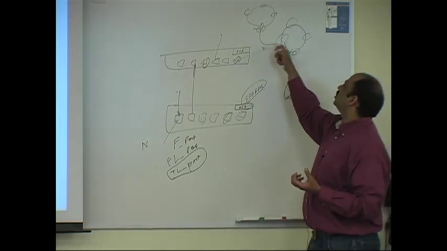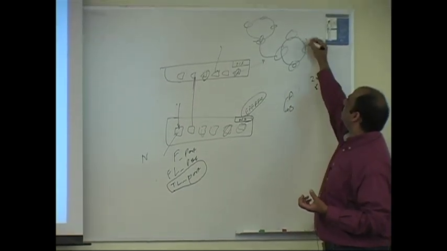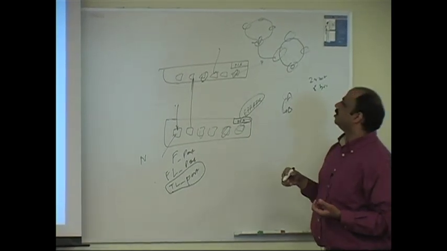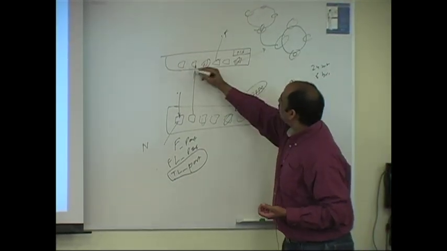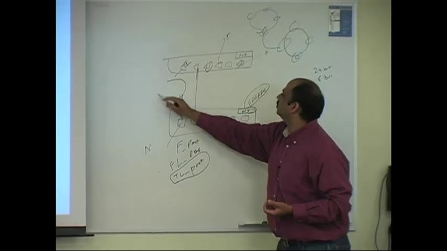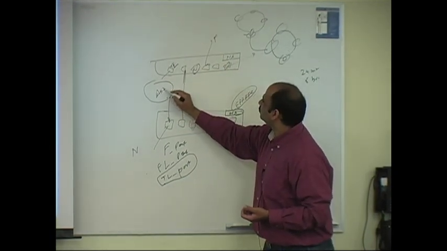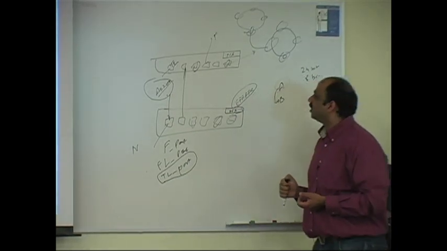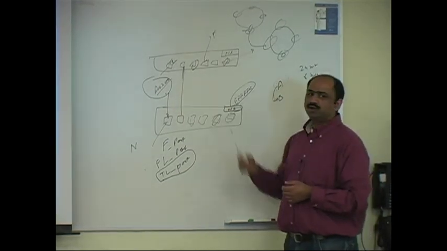But it will take care of all the translations from 24-bit addresses to 8-bit addresses. Remember, in private loop, the addressing is 8-bit. In Fabric, the addressing is 24-bit. So in this case, you could have an F port here, and you could have a TL port here, and you can connect an array like we had, the A5200s, which was a very famous array back in 99, 98, and we sold a lot of them. But they could only do private loop.